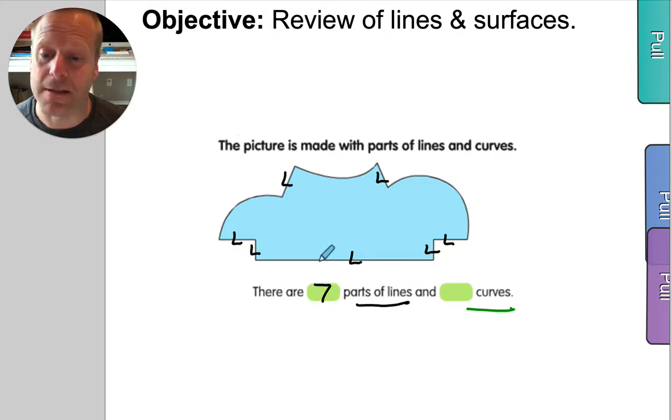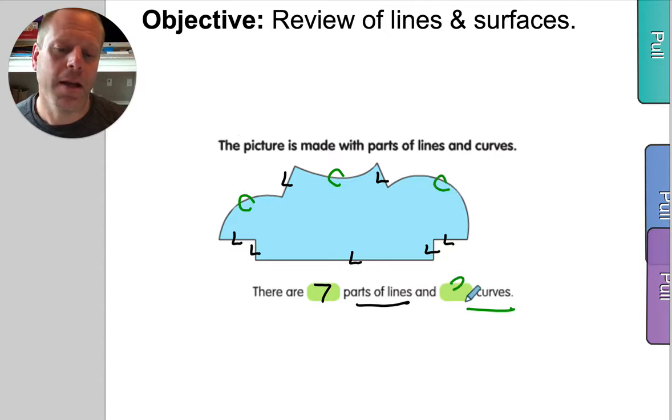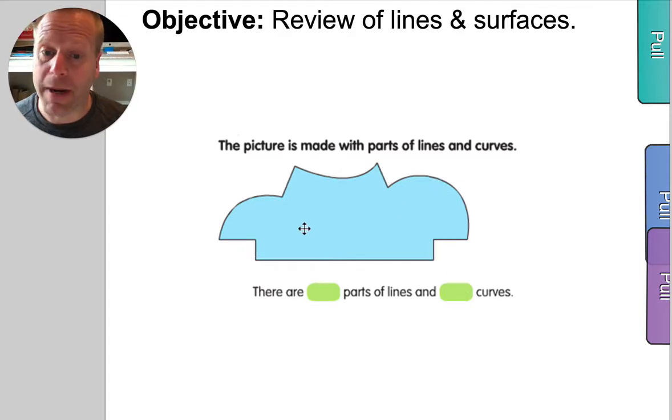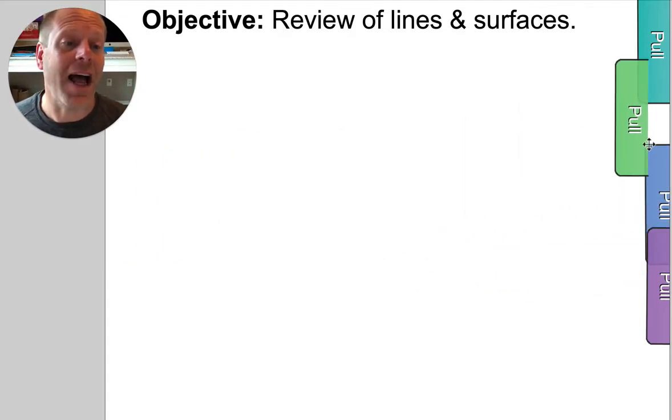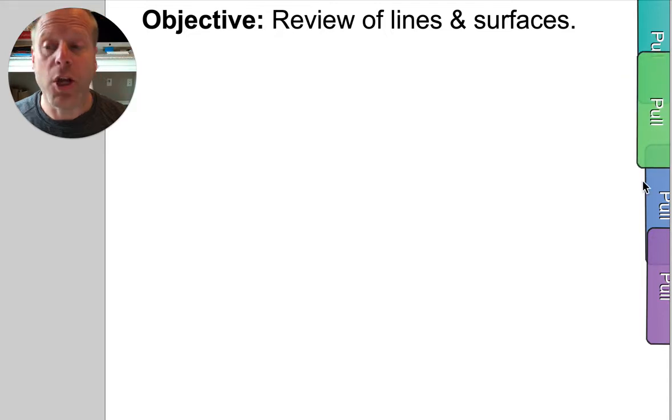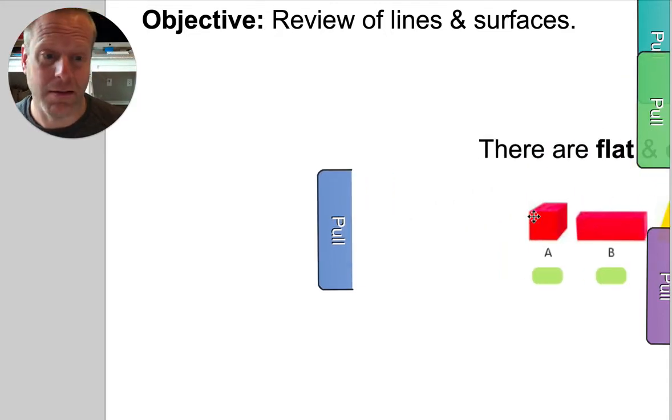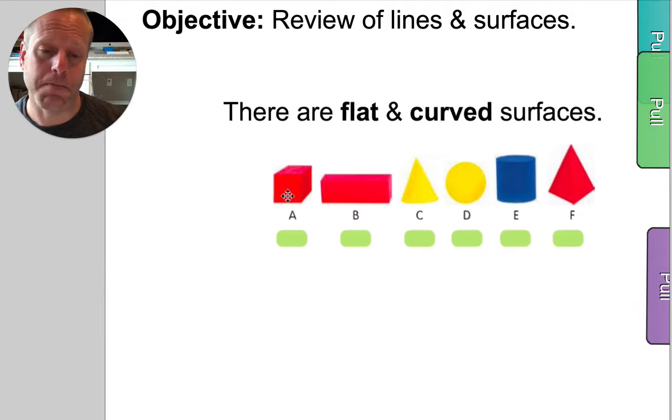7 lines. 1, 2, 3, 4, 5, 6, 7. And if it was me again, even though I don't probably need to do this because there aren't that many, I would say there are 3 curves. So you're going to be asked to look at a figure made up of lines and curves, find the lines and curves. You might even be asked to draw some of the lines and curves.